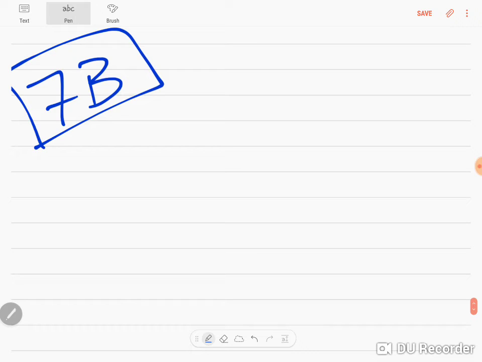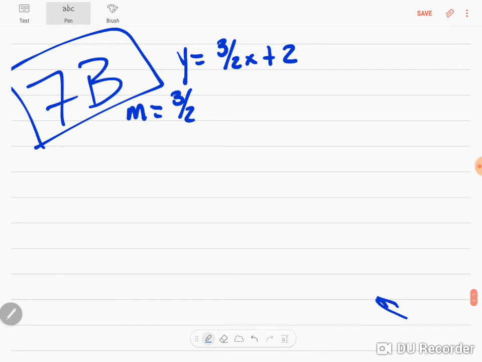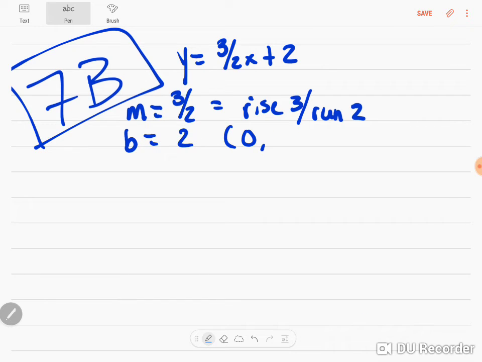The first one says graph y equals 3 halves x plus 2. Your m is 3 halves, so your rise is 3 and your run is 2. And your b is 2, so the coordinate is at 0, 2. And this is a positive graph. Let's graph it.